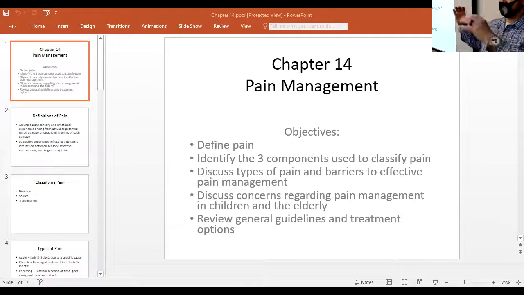That's a good word. It means that it lasts 3 to 5 days. There's a specific cause. So acute, that is kind of short term. Chronic is prolonged and persistent. It's going to last generally 3 or more months. I wouldn't think that it would need to last 3 or more months to be counted as chronic, but that's what they have as the information here. Recurring lasts for a period of time, goes away and comes back.